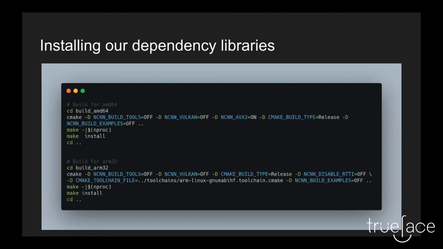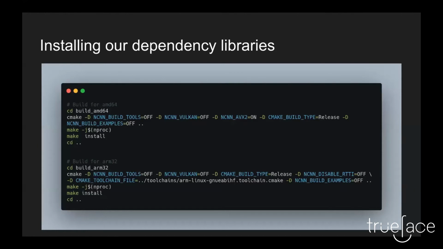We can add them as Git submodules and use CMake to compile the libraries when we compile our own library. I'm personally not a fan of that. I prefer using shell scripts, which can be used to grab the source code, extract it, and then compile it for all the desired platforms, which in our case is AMD64, ARM64, and ARM32.